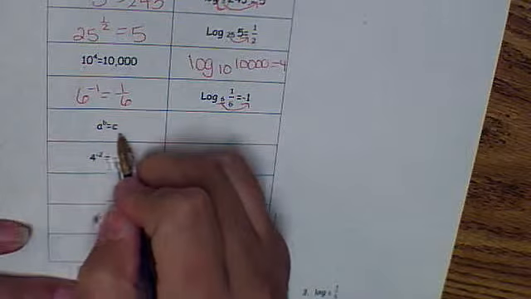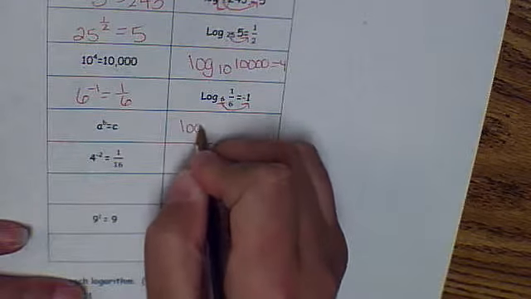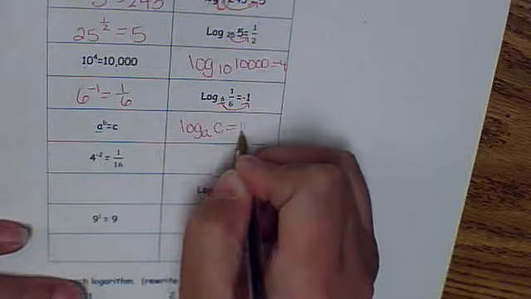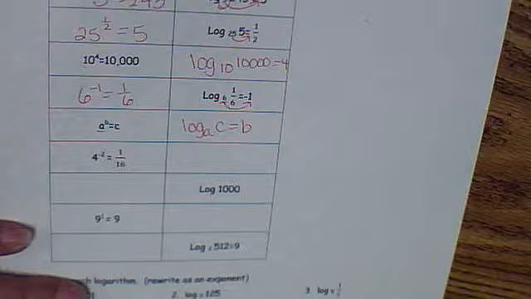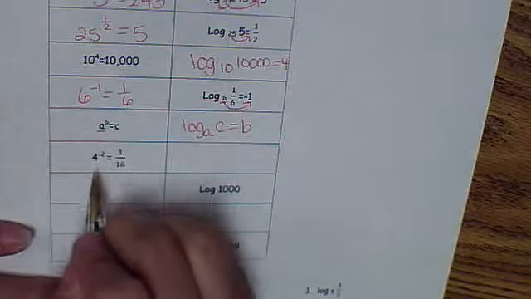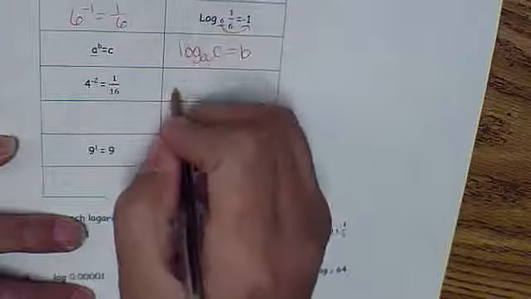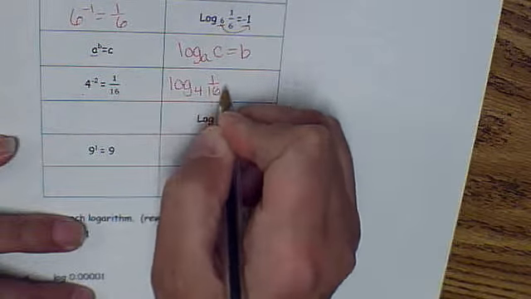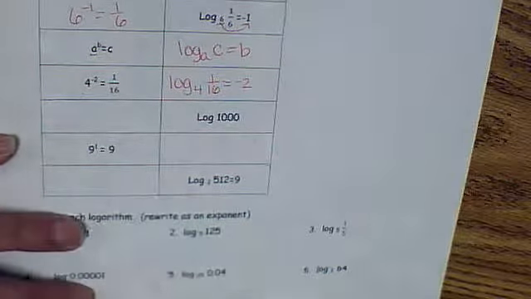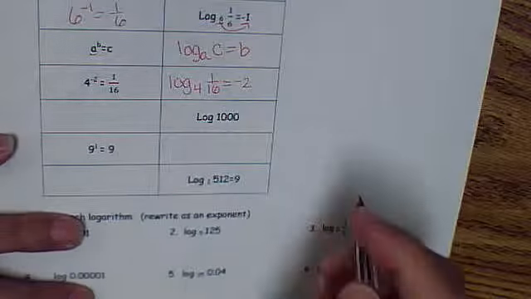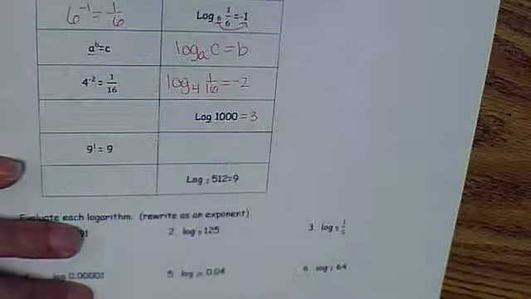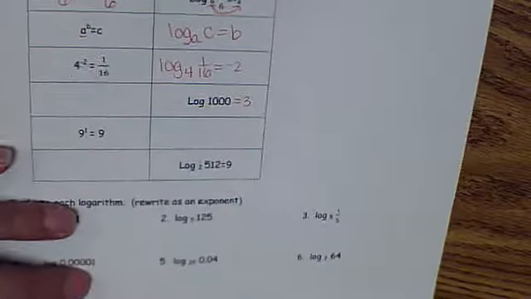A to the b equals c. As a log is log base a of c equals b. 4 to the -2 equals 1/16. As a log, it's log base 4 of 1/16 equals -2. Now when we get to this next one, log 1000, there should be an equals 3 behind it. I left that off. It was a typo.